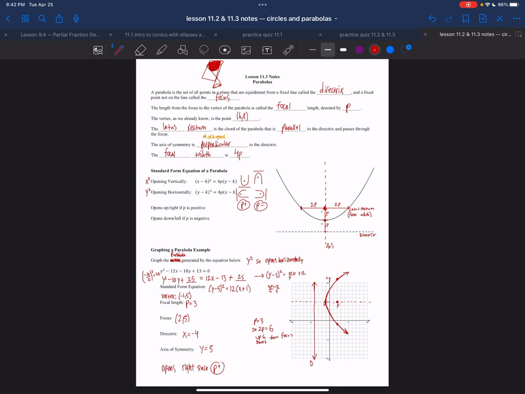Okay. So that's it. I mean, this should be familiar. The only really new thing is this whole latus rectum and then the directrix. That's a little bit new. But aside from that, it's good old parabola, good old quadratic, and we're feeling good.